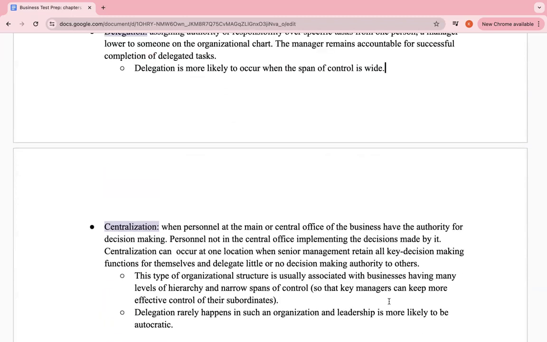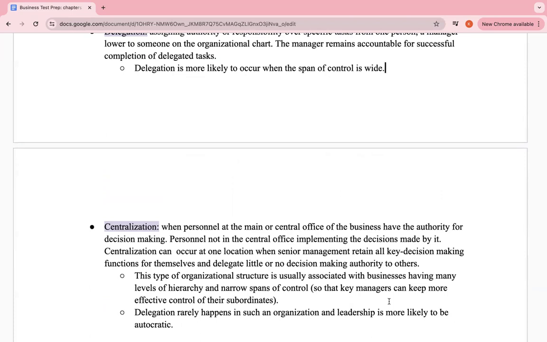So now centralization. Centralization is when personnel at the main or central office of the business have the authority for decision making. Personnel not in the central office implement decisions made, right? So basically, the ones in the central office are the ones who make decisions, and then the personnel that are not in the central office, so they are outside the central office, are the ones who execute these decisions.